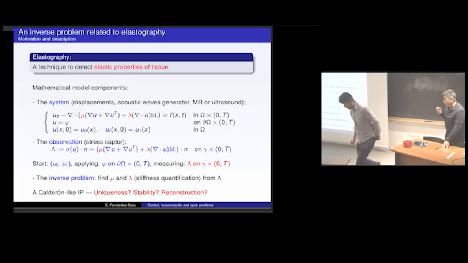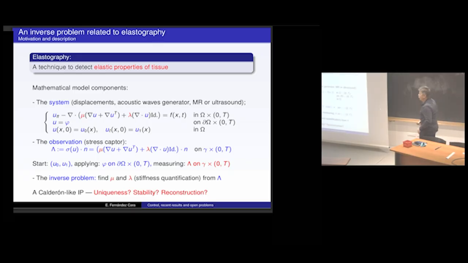An inverse problem, a very interesting inverse problem with very interesting applications, that concerns elastography. Elastography is a technique that serves to detect elastic properties of tissue. So you have a tissue, you don't know which are the elastic properties. This can be illuminated with the solution of an inverse problem that we are going to present now.